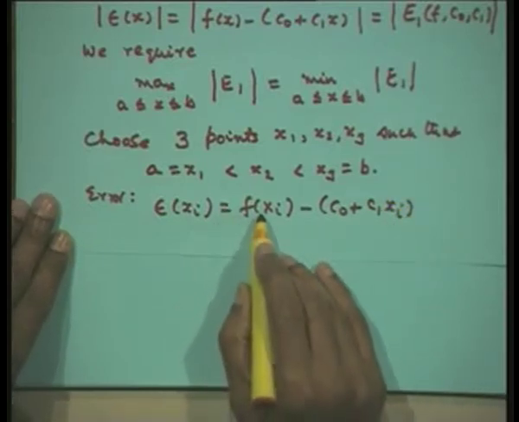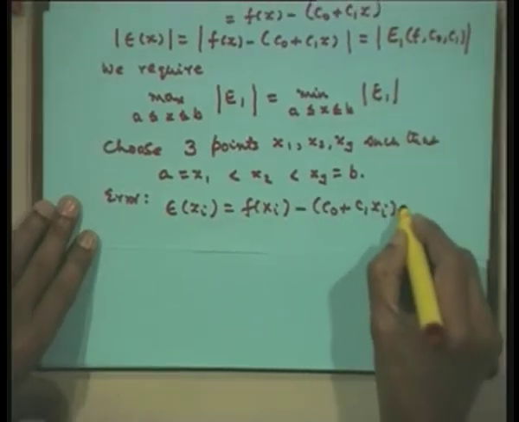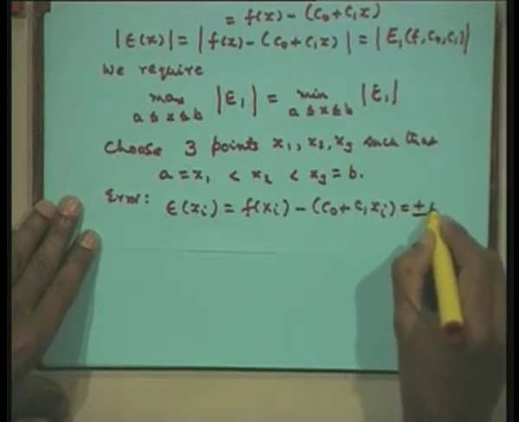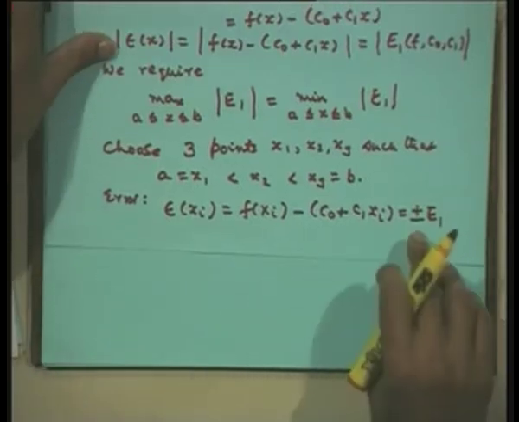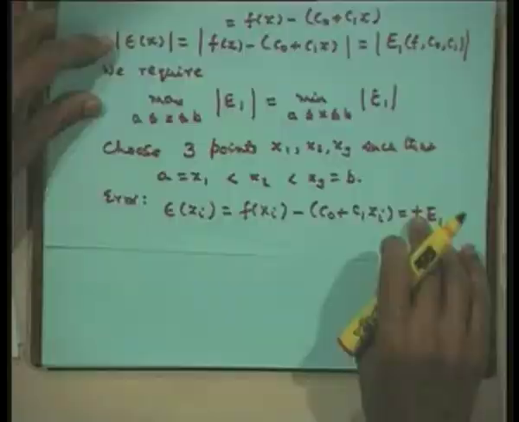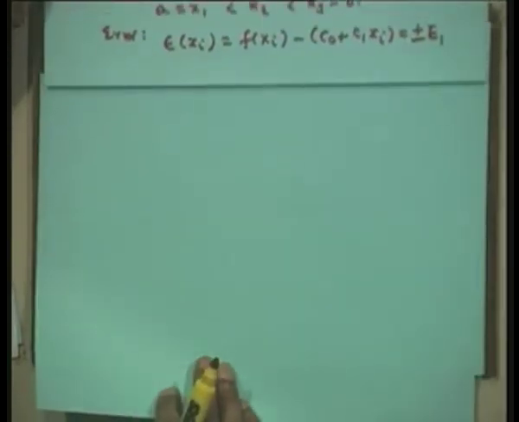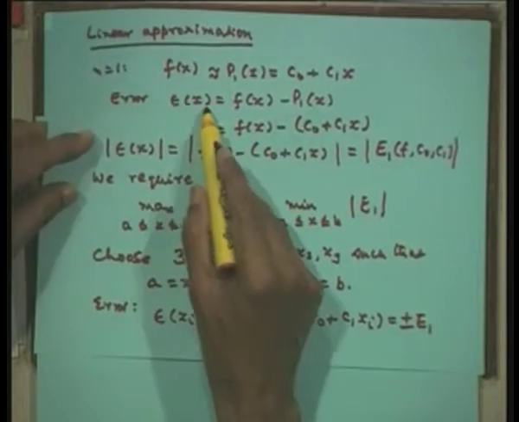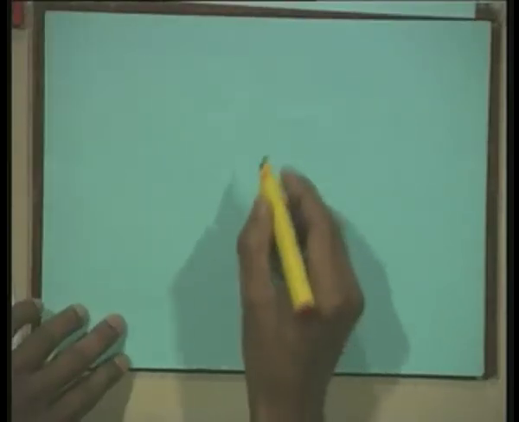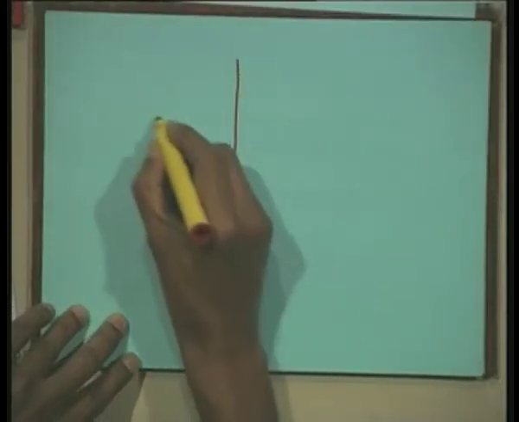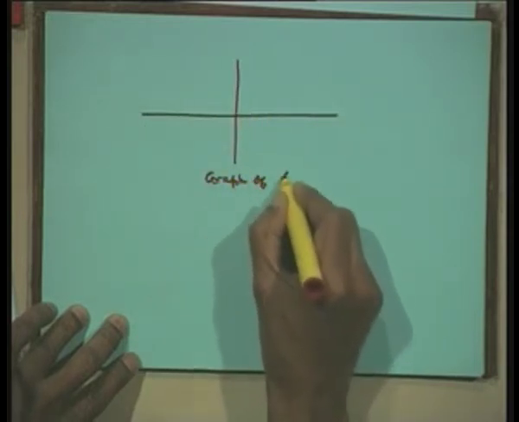Now, this error will be either plus E 1 or minus E 1 depending on the graph that we have there. Now, in order to have an understanding of what we mean by plus E 1 or minus E 1, let us draw the graph of the error function, that is we are talking of the graph of epsilon x is equal to f x minus p 1 x. Let us draw its graph. So, we are talking of the graph of epsilon x.